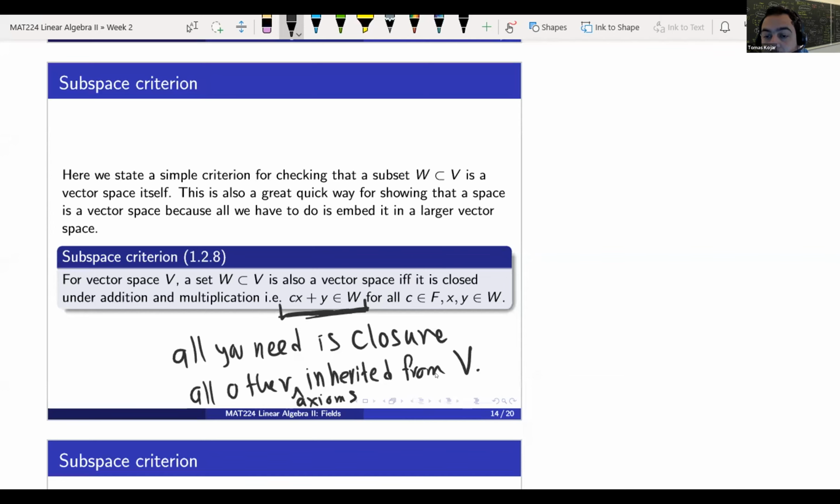What is F? Yeah, here we always have an underlying field for the vector space. So from now on, whenever we write V, we assume that we're working over some field. Is that okay?